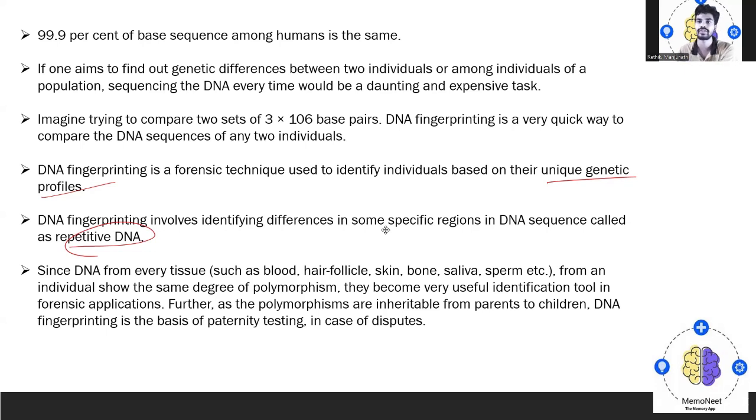You can actually collect the DNA from many possible sources. It could be from blood, hair follicles, skin, bone, saliva, sperm, and many other places. From an individual, they will show the same degree of polymorphism and similarities. So they became a very useful identification tool.